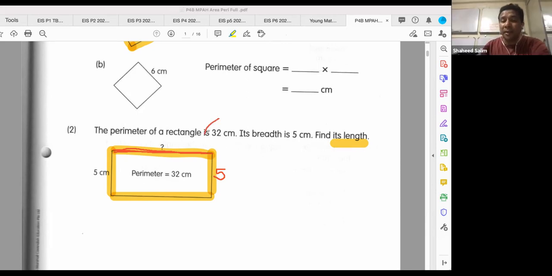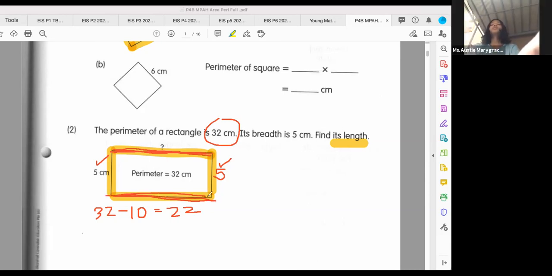So we take the perimeter. Perimeter, Neris, is the outline in yellow here. We minus the 5, we minus the 5. So 32 minus 5 plus 5, which is 10. So you minus 10. What do you get? You get 22. What is 22? 22 is for 2 lengths.